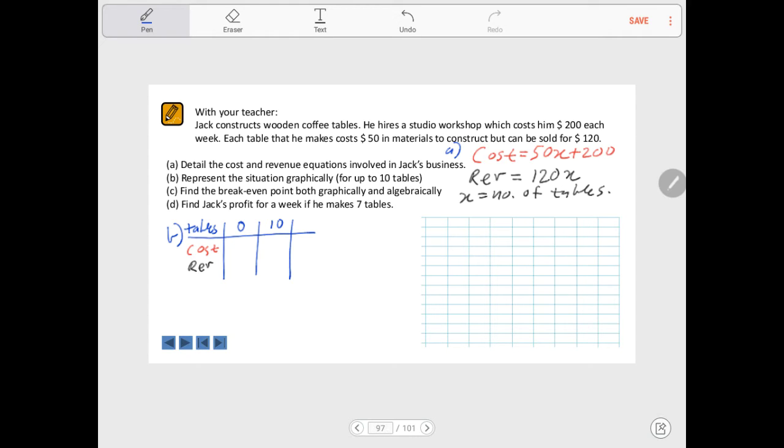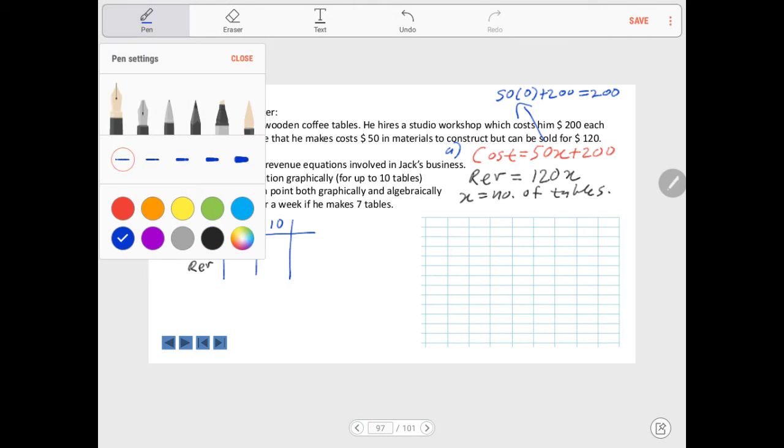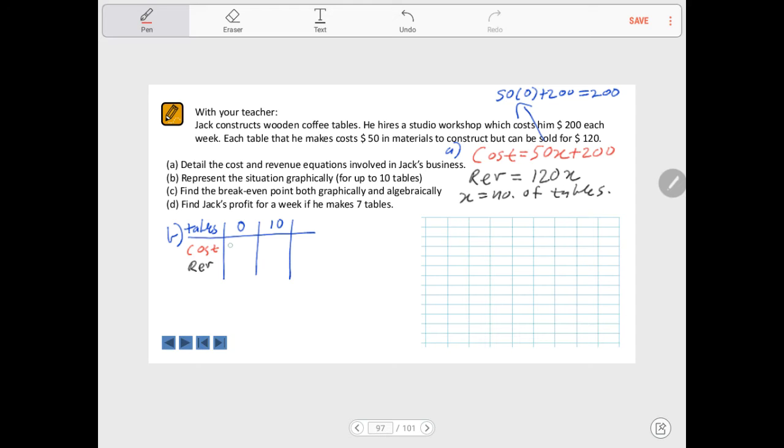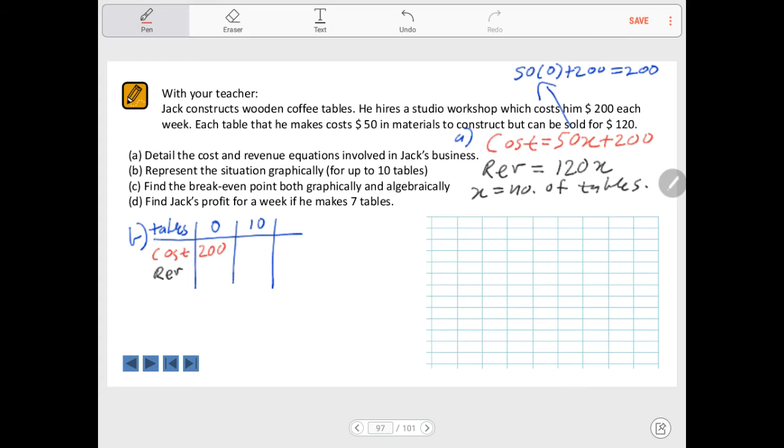So what's the cost for 0 tables? Let's see. We've got 50 by 0 tables plus 200 will give 200. Actually, I was going to do that in red. So the cost of the studio, if Jack just rented the studio and then did nothing, it would still cost him $200. Okay, what if he makes 10 tables? Okay, so this time we're going to go 50 by 10 tables plus $200. That's going to be $700.